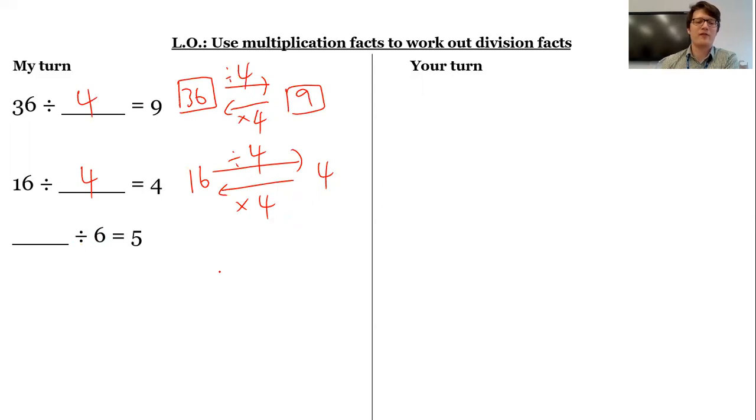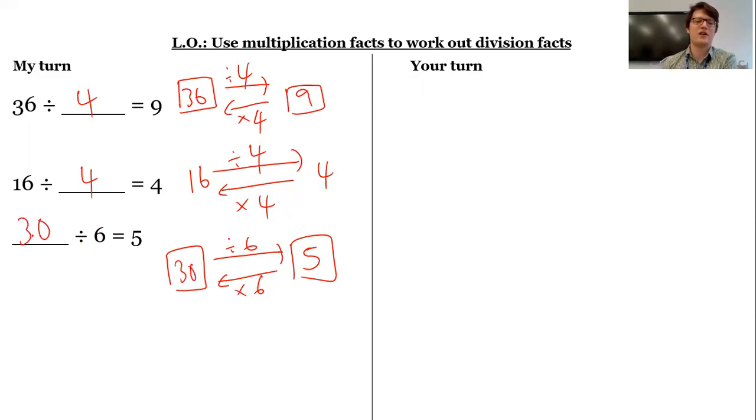And then what divided by 6 is 5? Well, we know we were dividing by 6. We know that gives us 5. So let's do the inverse. 5 times 6 is what? Well, 5 times 6 is 30. 30 divided by 6 is 5.